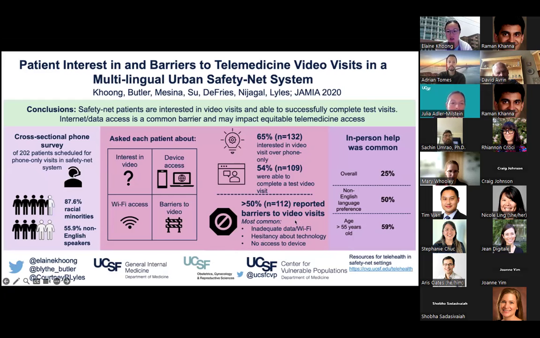But again, what I want to highlight is this chunk here on the right, which is that out of the people who were successful, 25% of them needed in-person help from a family member or a friend who was on the other side of the phone with them. That was the case for 50% of the patients with non-English language preference, and a large 60% of those over 55 years old. So again, digital literacy challenges are substantial, and they are resource intensive at times to solve, right? Having an in-person helper is a challenge.